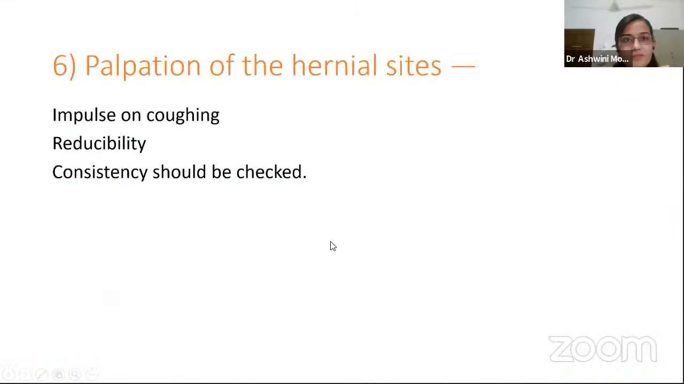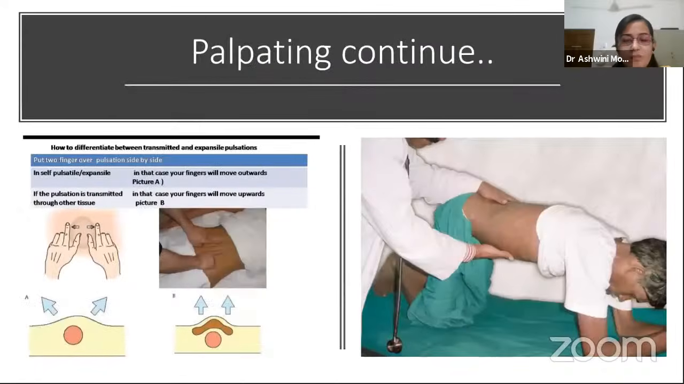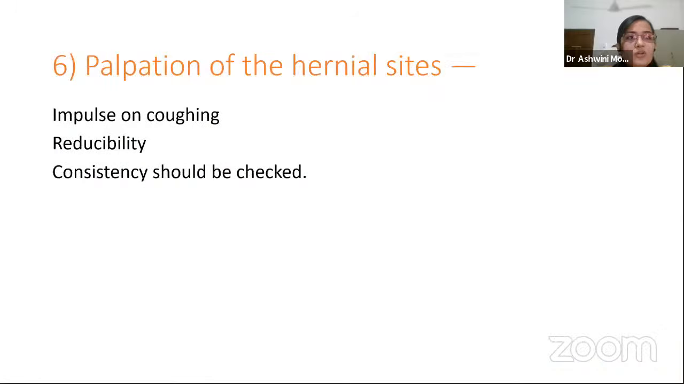Yes. So this was all about the examination of abdominal lump or swelling in general examination of abdominal palpation. Now moving on to the sixth point of the palpation, that is the palpation of hernial site. As we have seen any hernia present on the cough impulse on the inspection or not, we have to check it by the palpation now. That is, is there any impulse on coughing present or not?